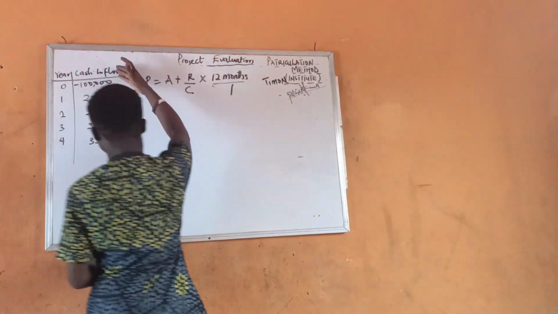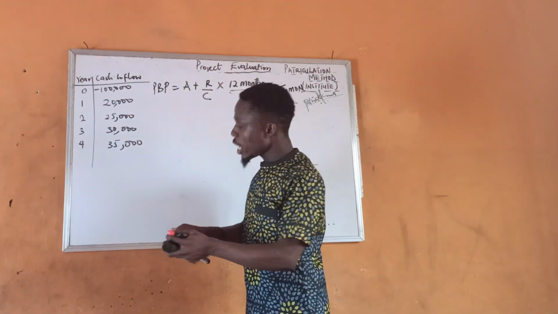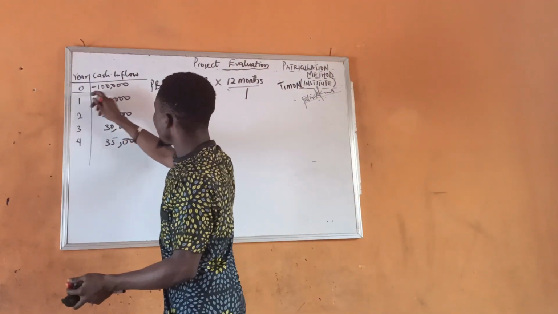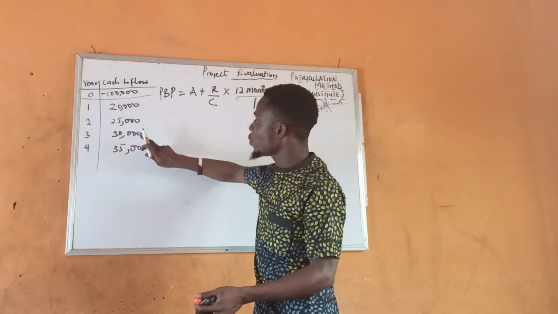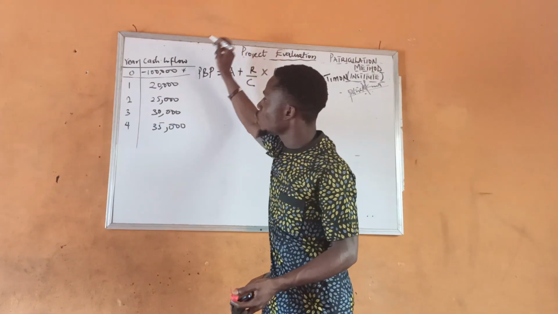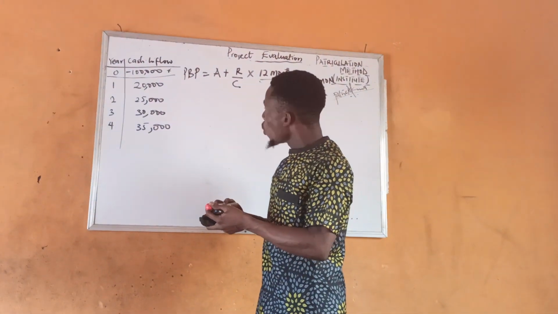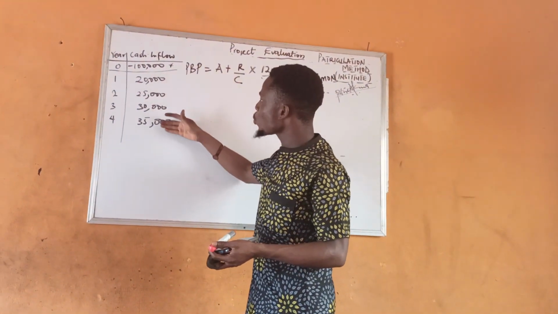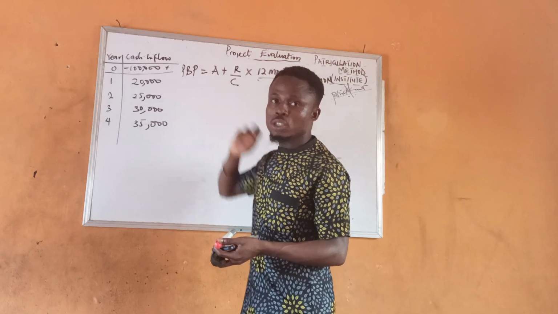Okay, now this is our cash inflow. This is cash inflow, this is cash inflow. This one that has the minus sign here is cash outflow. So we want to know how many years it will take this project to recover this 100,000.